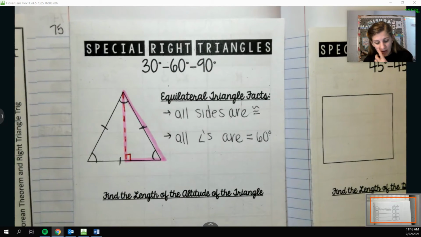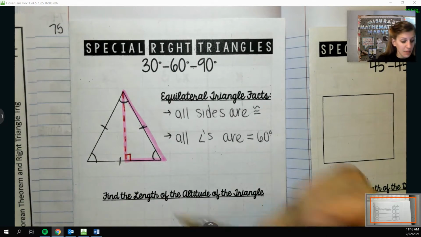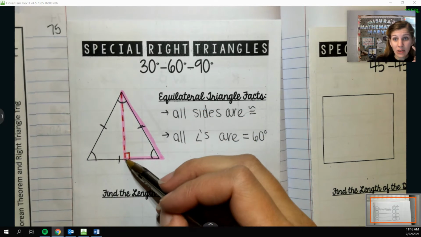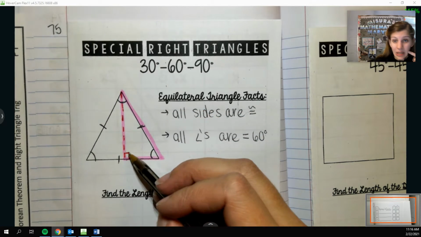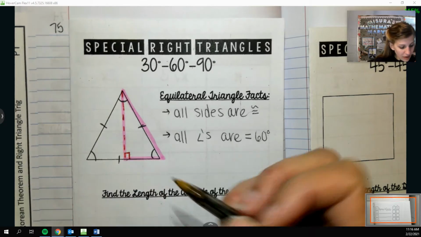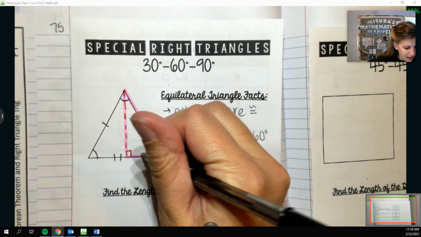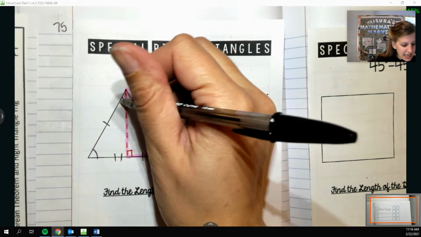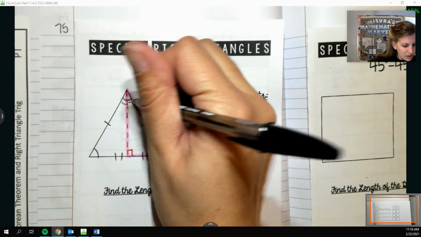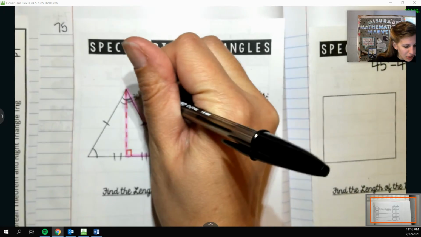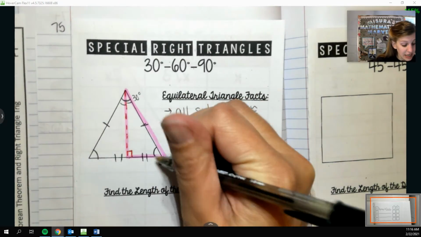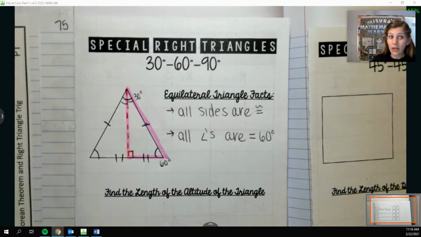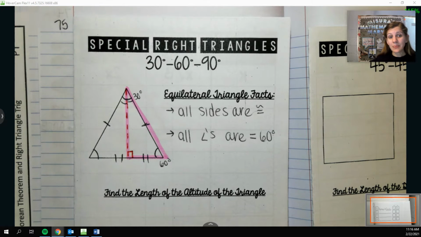If I take a look at that right triangle right there, when you drop down that altitude, not only is it 90 right here, but it also splits this side in half equally, and it splits your angle in half equally. So now I'm looking at a 30 degree, 60 degree, 90 degree right triangle. That's why we call it a 30, 60, 90.